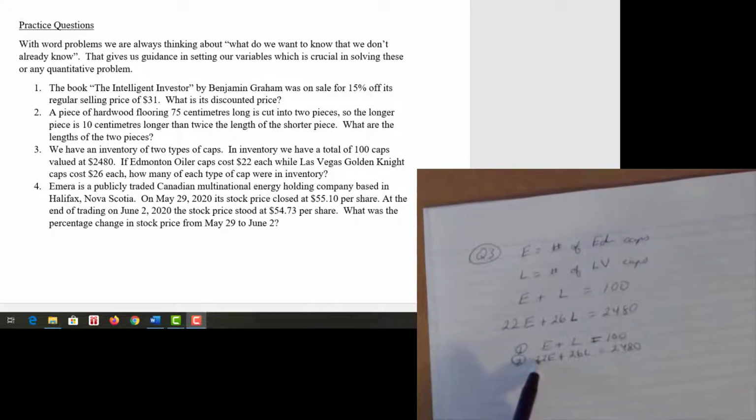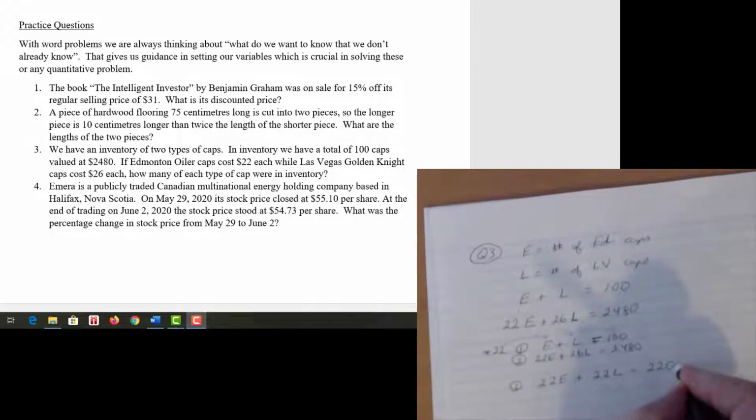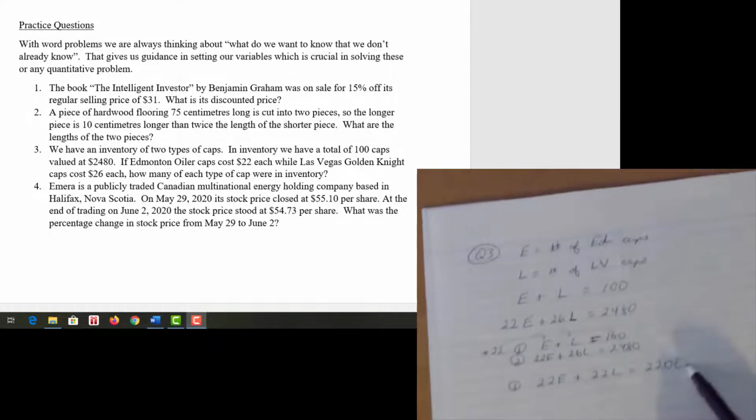So to do that, we want the coefficients in front of the E's in the two equations to be the same. The easiest way to do that is I'm just going to multiply the first equation by 22. Now, I have to multiply everything in that equation by 22 in order to keep the same relationship. So equation number 1 is 22E plus 22L equals 2200. This one's really easy to forget to do. And equation number 2 is 22E plus 26L equals 2480.